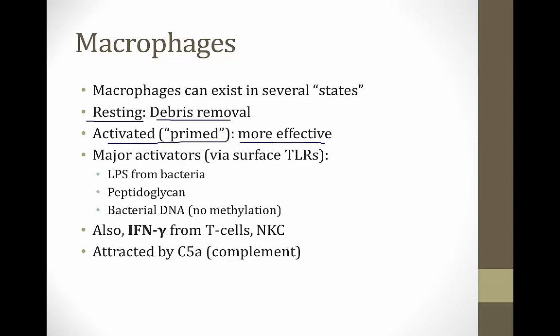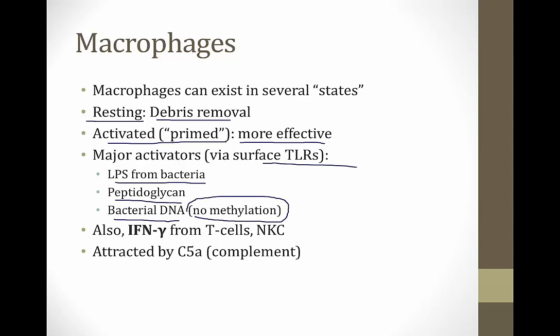And the major activators are those pathogen-associated molecular patterns we talked about before that use toll-like receptors to activate the macrophage. This includes things like lipopolysaccharides from gram-negative bacteria, peptidoglycan from bacterial cell wall, and bacterial DNA, which is relatively unique because it has much less methylation than human DNA.